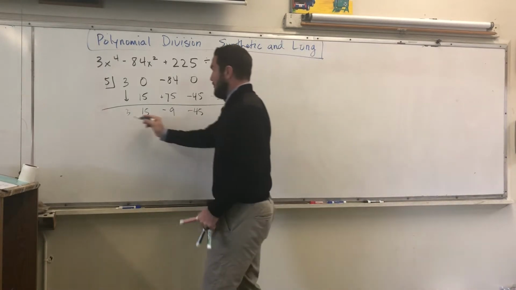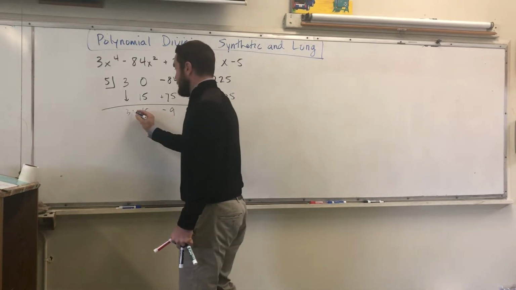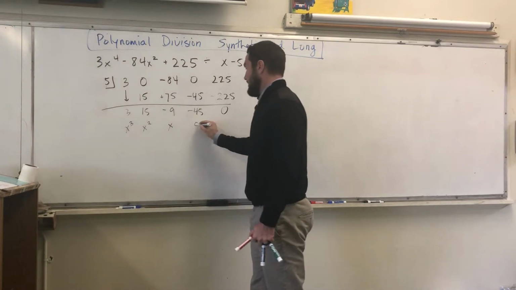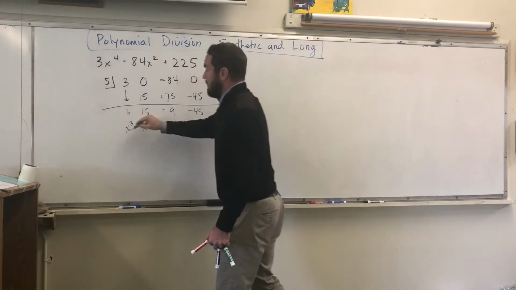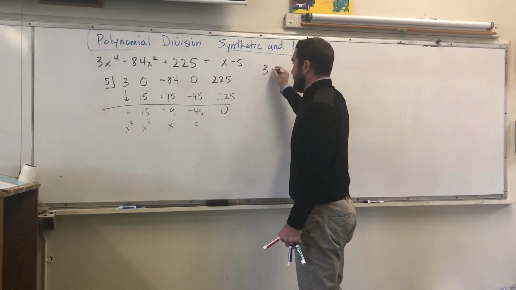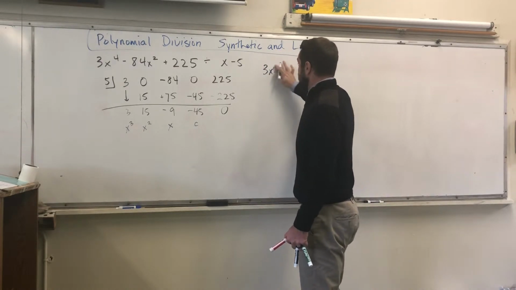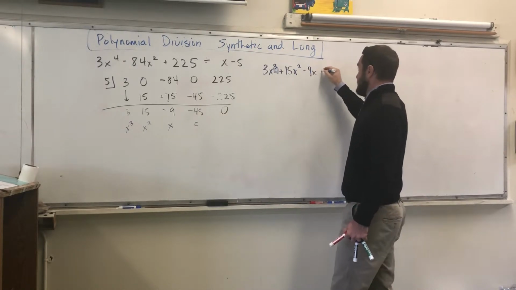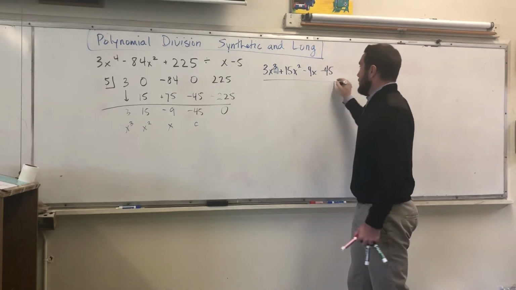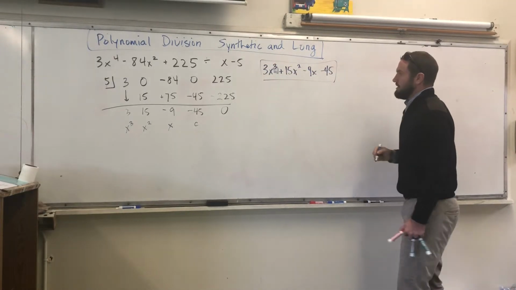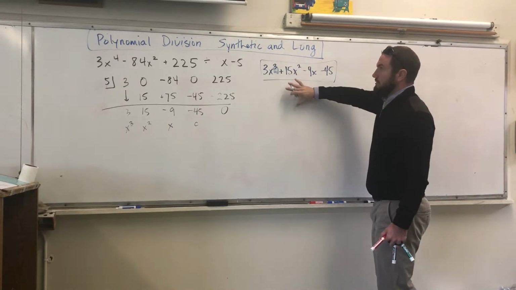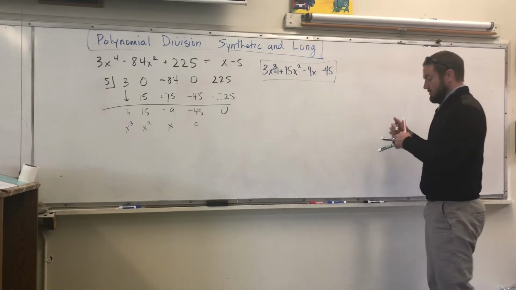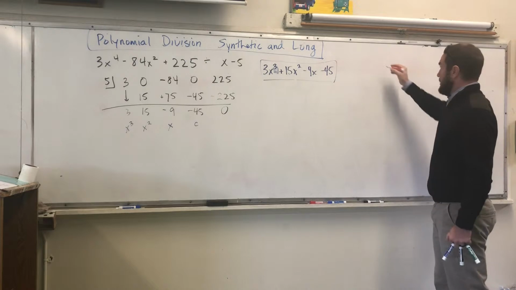Now remember, when you write this as a result, there is an x to the third, x squared, x, and then your constant. So basically you're moving down 1 degree. So the answer to this would be 3x^3 plus 15x squared minus 9x minus 45. Now here's your result. Yeah, you can factor this with a 3, you could probably factor further, but we're just focusing on the division part of it. Now, take a look at this as we go through a long division example.